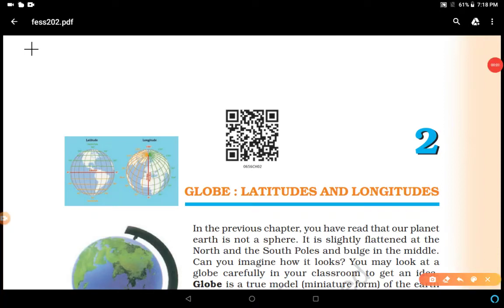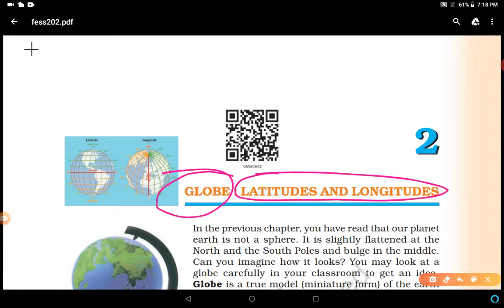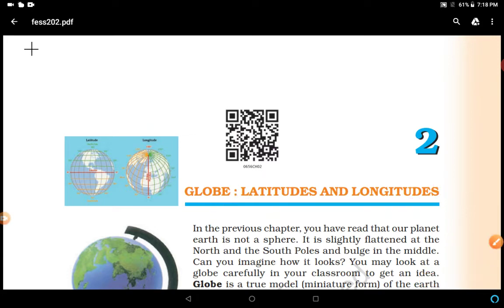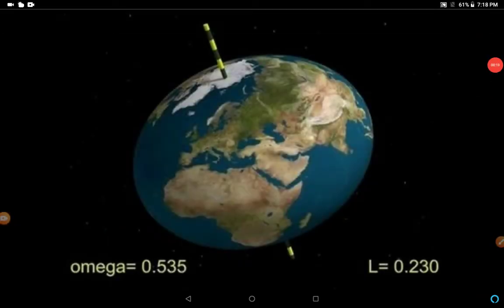Dear children, today we are going to start the second chapter of geography of your book, Globe, Latitudes and Longitudes. Globe is the true model of Earth, and latitudes and longitudes are the imaginary lines on the globe or on the Earth. Let's discuss this in detail. First of all, we have to discuss the shape of our planet Earth.